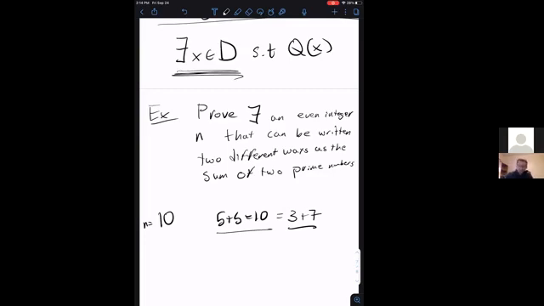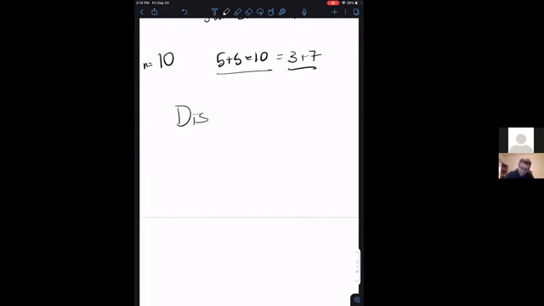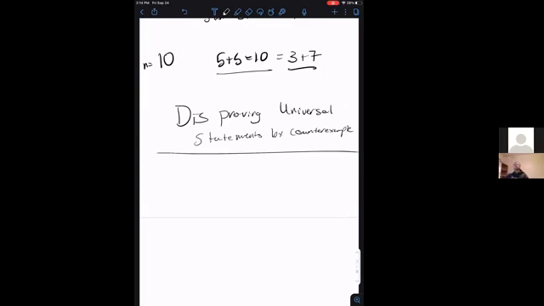Okay, now we're going to do something else: disproving universal statements by counterexample. A universal statement says for all something. So if I find just one counterexample, I have disproved the whole statement because it doesn't work for all of them. Let's do an example of this.